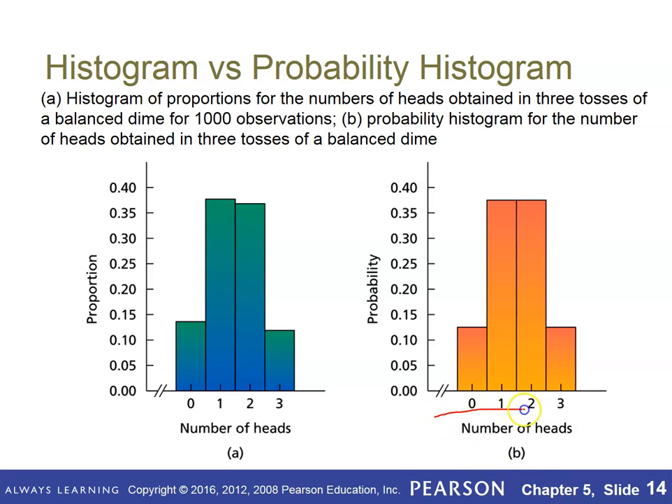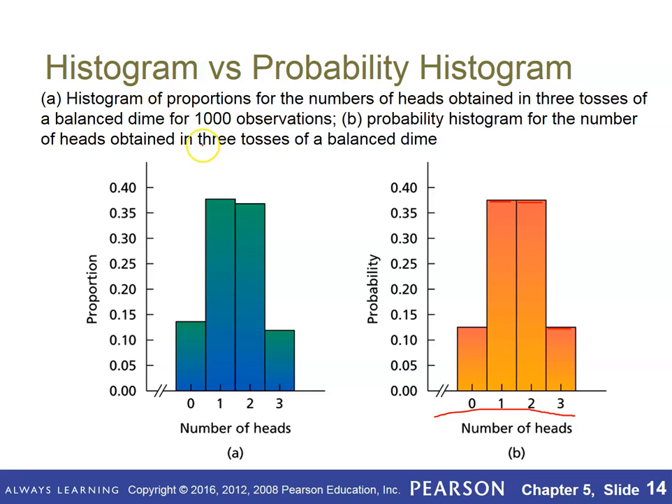Let's first go over here to the histogram. We had 0.125, or 12.5%, of the time that heads would show up 0 times. 0.375 or 37.5% of the time a head would show up once. 37.5% of the time a heads would show up twice. And then 12.5% of the time a heads would show up all 3 times. So if we only did this 8 times, the actual distribution might look far different than this.